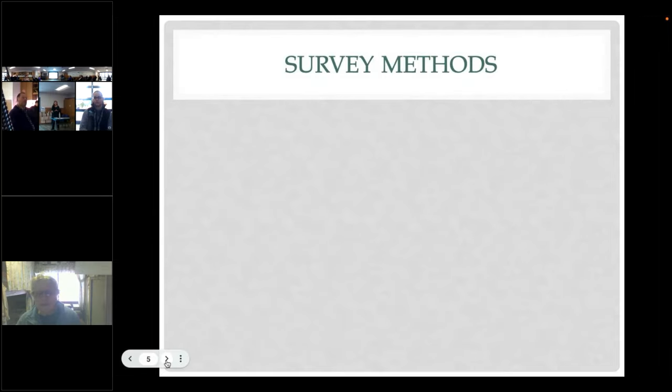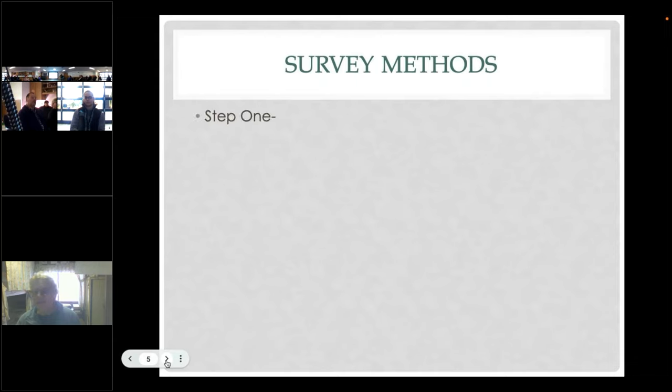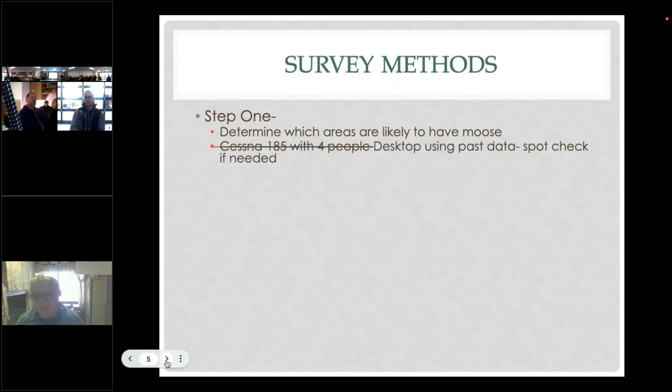Estimate the population, I'll explain to you how I do it. So it's a 3-step process. The first step is called stratification. What we're doing in this step is basically trying to determine which areas are most likely to have moose, 5 or more moose. And we consider those to be high habitat.